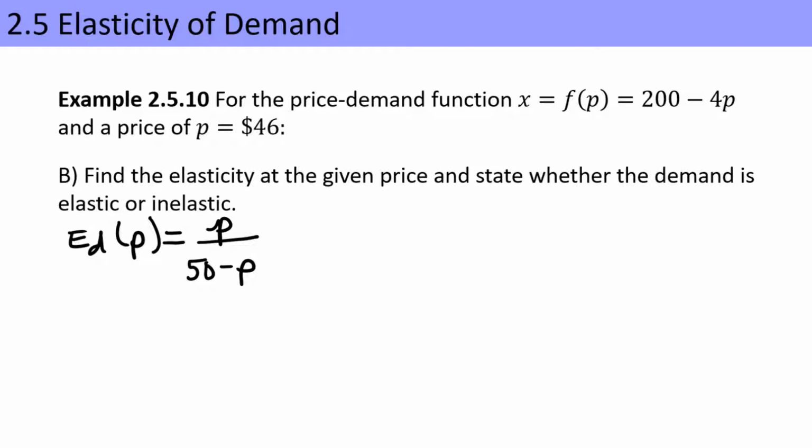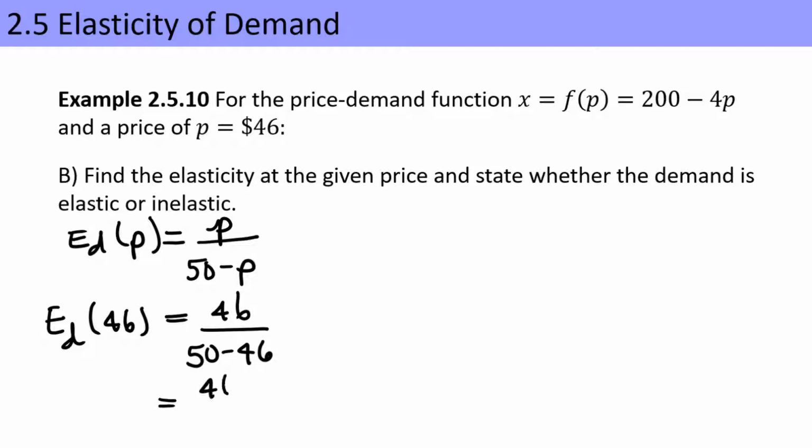Let's compute this at the price of $46. So elasticity of demand at $46 is equal to 46 divided by 50 minus 46, which would be 46 divided by 4, and that number is 11.5.